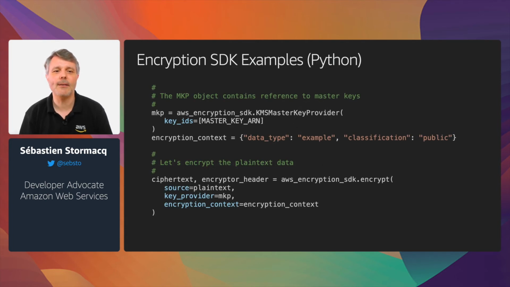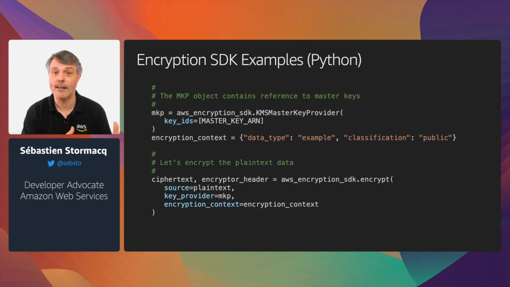Quick example in Python. I have my library imported as AWS Encryption SDK. The first thing to do is to have your master key provider object with a list of your master keys. Here it's a simple example, so I have only one master key. I put an encryption context. Once again, it's a black box. We are not looking at that. You put whatever you want there, and then you just call the SDK.encrypt method with the plain text, the master key provider, and the encryption context.